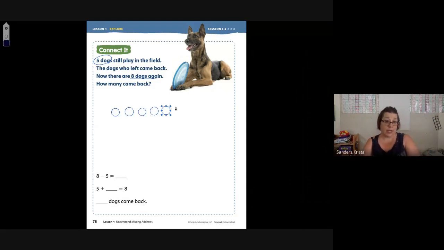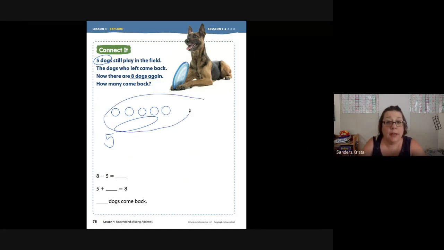These guys are playing out at the park, okay, in the field. There are dogs that left. So we have 5 dogs. Some dogs left, but they came back. So if they're going to come back and play, that means they're right here. But we don't know how many there are, right? We just know that there's 5 and more came. And now there's a total of 8 altogether, right?